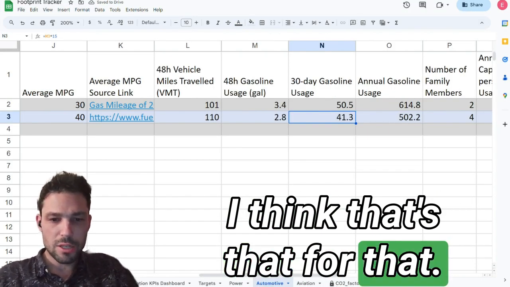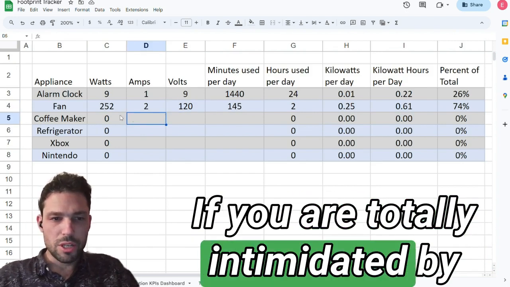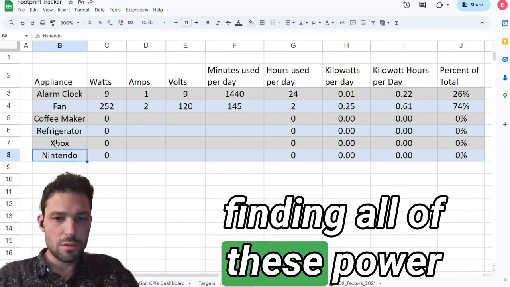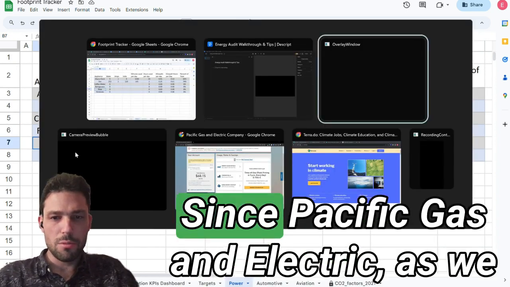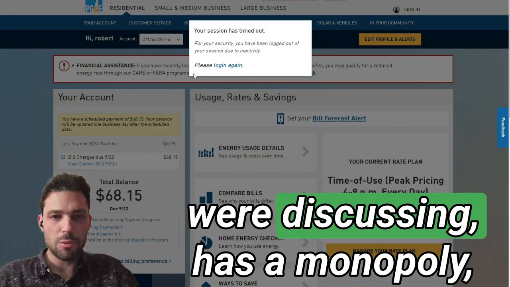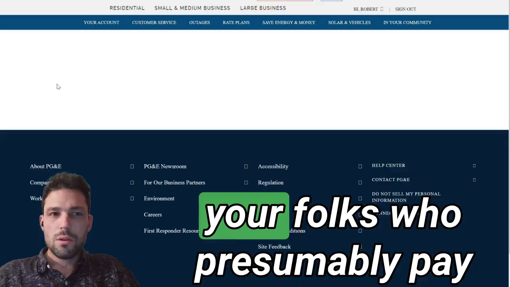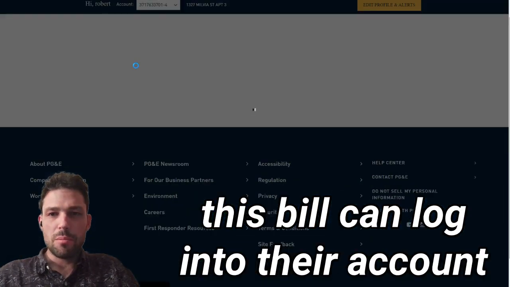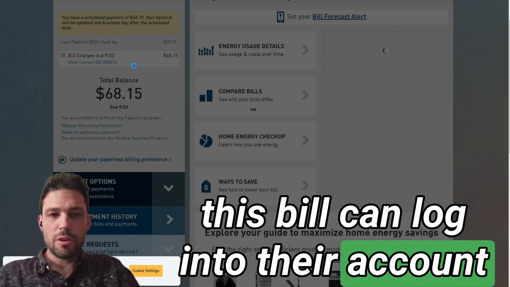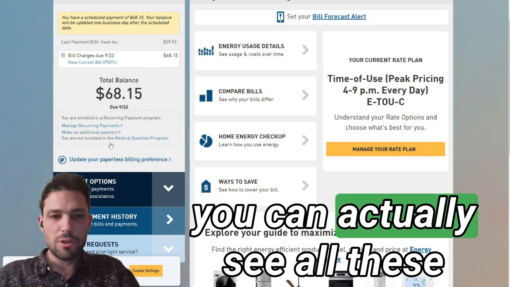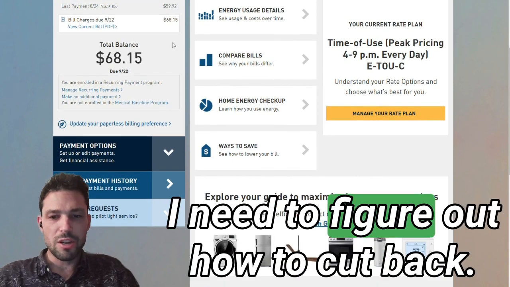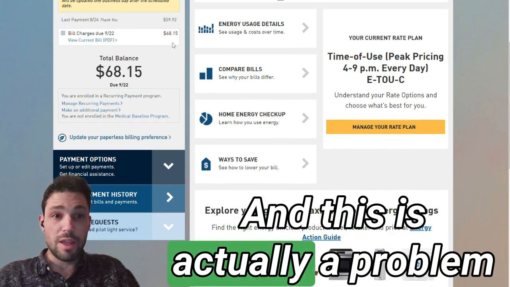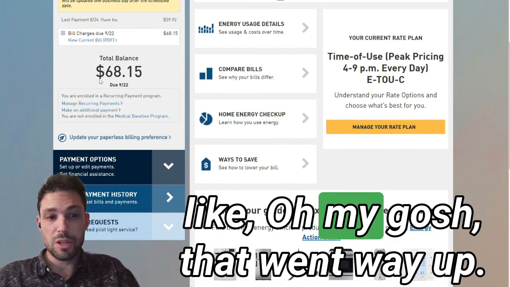The power thing, if you are totally intimidated by finding all of these power things, all these appliances, here's a little shortcut. Pacific Gas and Electric, as we were discussing, has a monopoly. Your folks who presumably pay this bill can log into their account or find a paper bill lying around, and you can actually see all these helpful things. I don't like paying this much for electricity. I need to figure out how to cut back. And this is actually a problem in my life. I literally saw this bill and I was like, oh my God, that went way up.